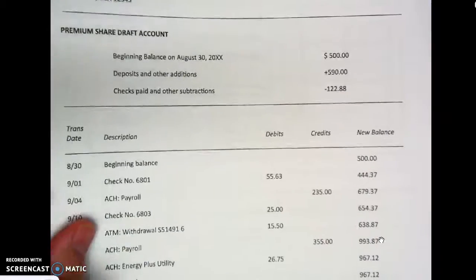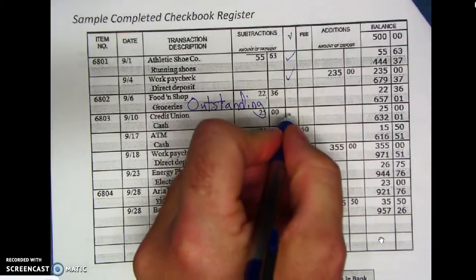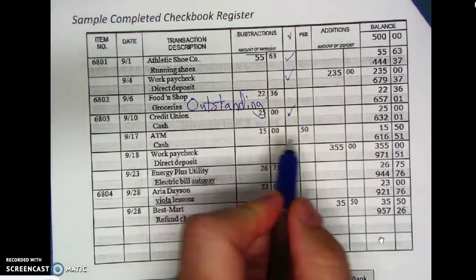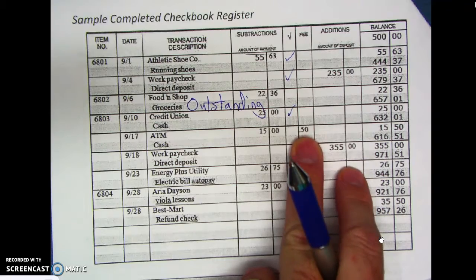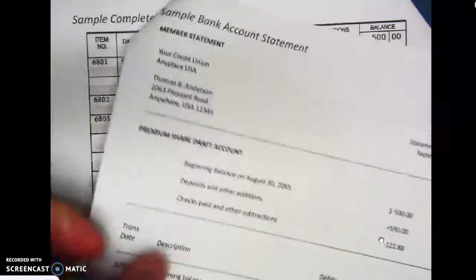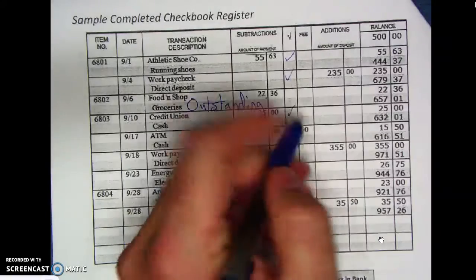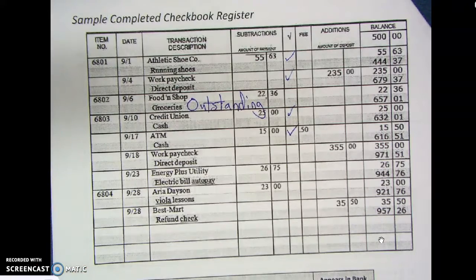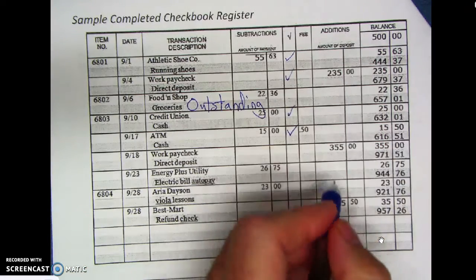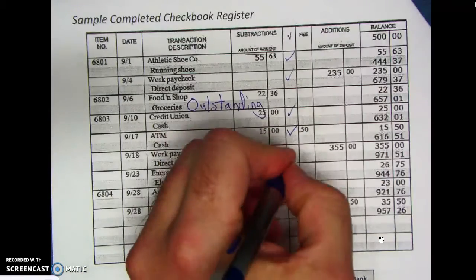Okay, moving on, we got this check right here for $25. Okay, there it is right there, 25. This is an ATM withdrawal for $15. And then notice this one, it has a 50 cent. And so you have $15.50 right here. They just combine it right there. So that's cleared. Put the little check there. We have a direct deposit for $355. Yep, that's on your statement, $355.